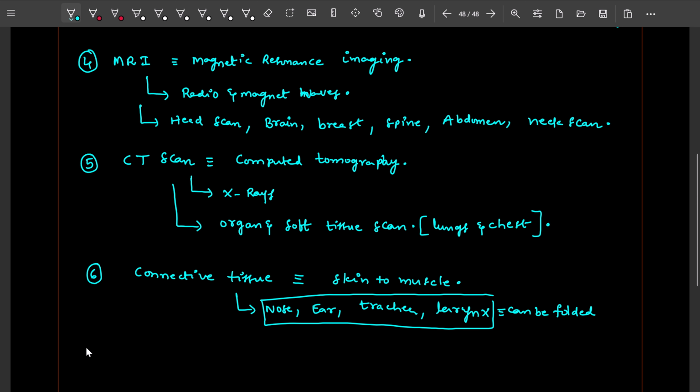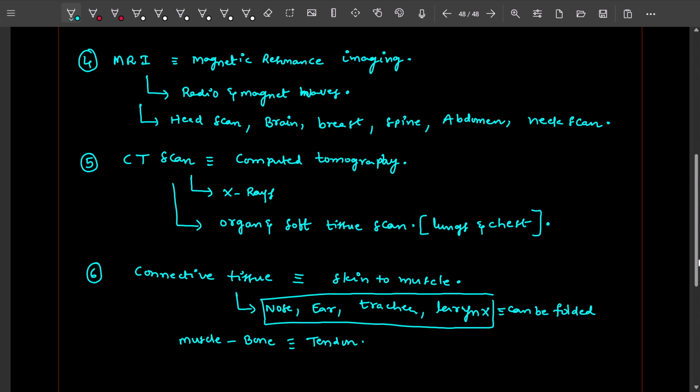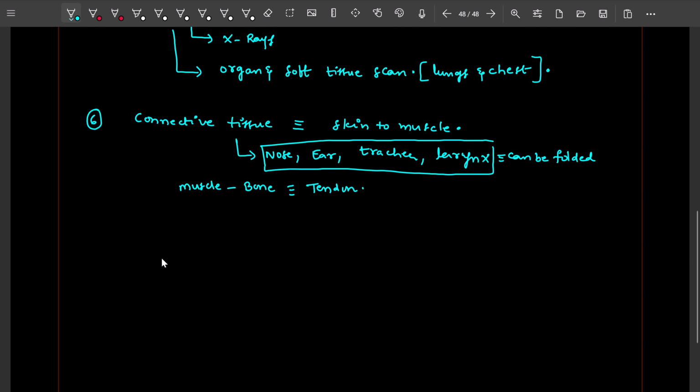In this topic, we will also see the connection between muscle and bone. It is called a tendon. Next, the connection between bone to bone.